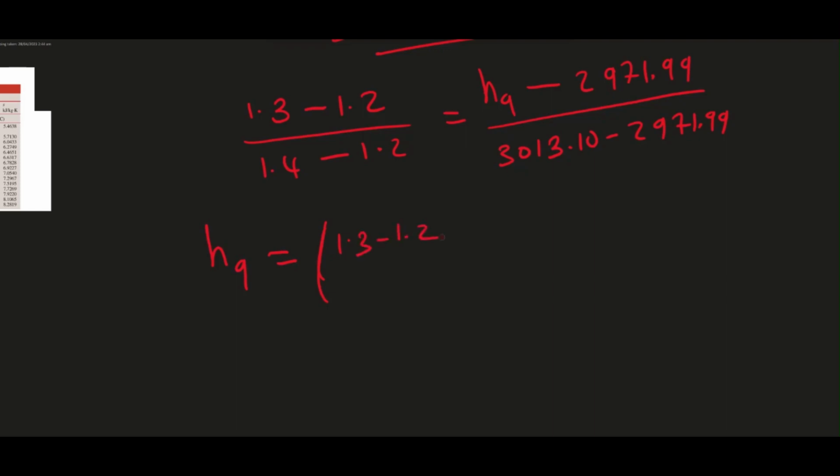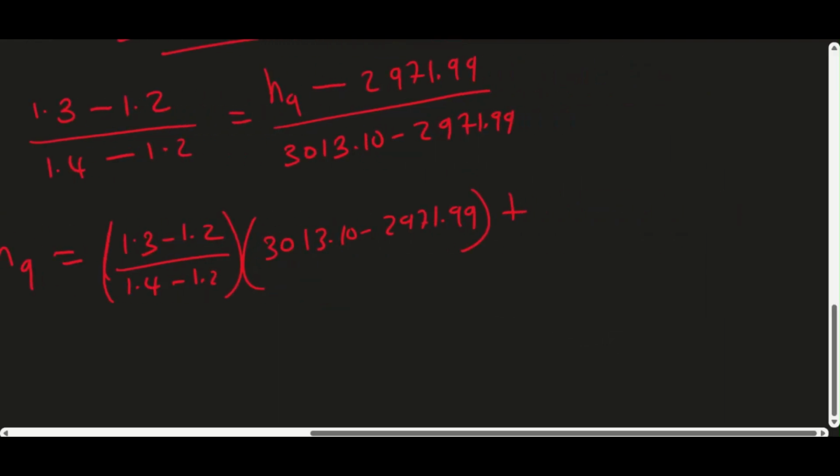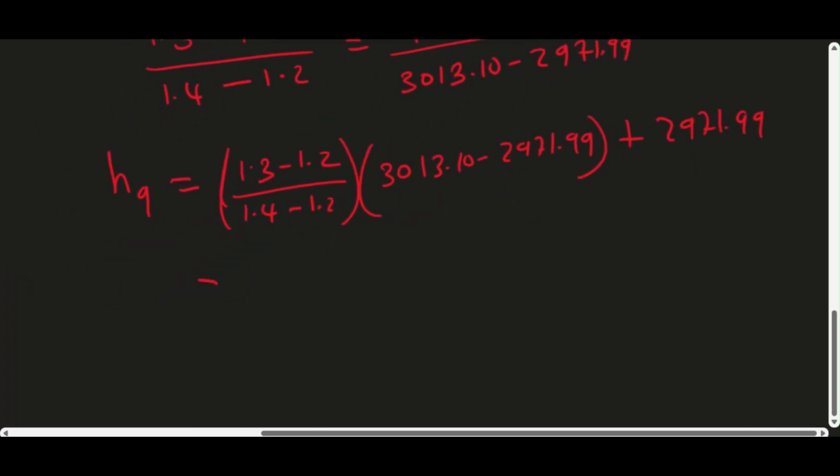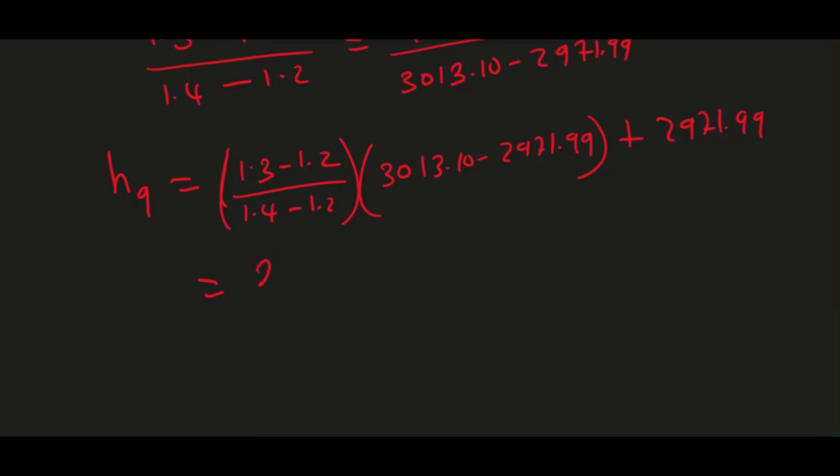and this will give us H9, which is equal to 1.3 minus 1.2 divided by 1.4 minus 1.2, times 3013.10 minus 2971.99, plus 2971.99, and this will give us an enthalpy value of 2992.54 kilojoules per kilogram.